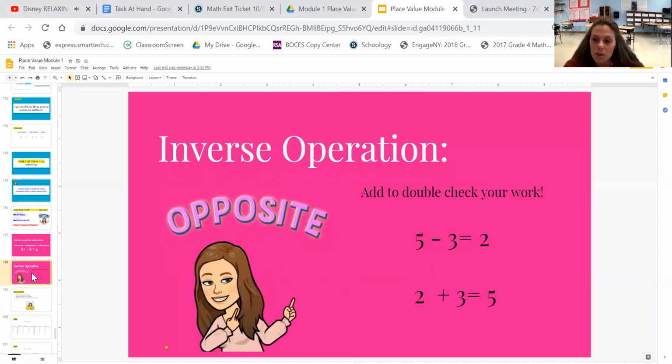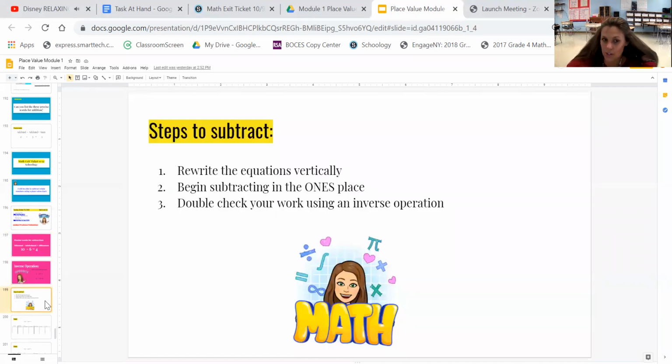Okay, so we learned last week about the inverse operation and how we have 4 operations in math. We have addition, subtraction, multiplication, and division. So the opposite of subtraction is addition. So we could always double check our work using the opposite operation. So if we're subtracting, we could double check with addition. Okay?